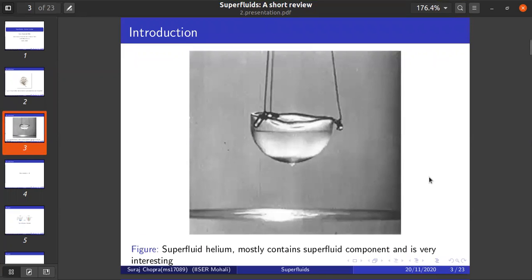And next, we have superfluid helium in a container. We see that if we put it in a container, after some time it starts going over the top of the walls of the container, and it will also leak down to the bottom.